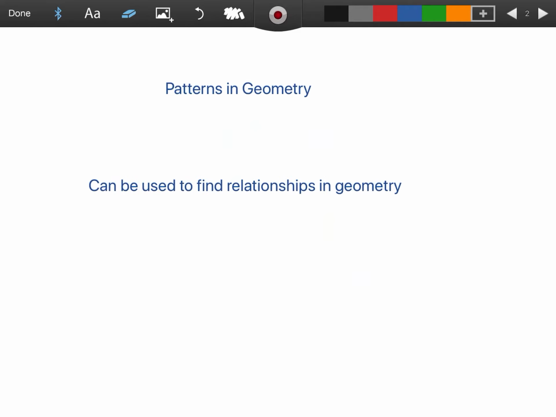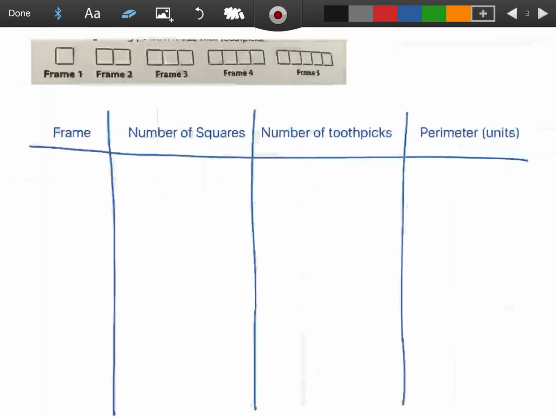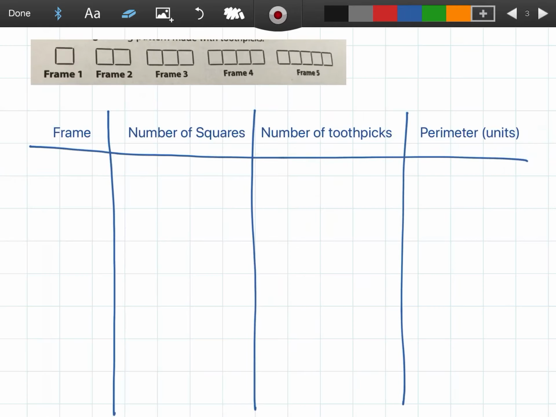Today we're going to be looking at patterns in geometry and how they can be used to help find relationships and make predictions in patterning. I'm going to use the example from your Math Makes Sense workbook, which is a growing pattern with toothpicks. You can see here in frame one, there's a square made out of four toothpicks. In frame two, there are two squares made out of seven, and so on and so on. We're going to use some representations to help us here.